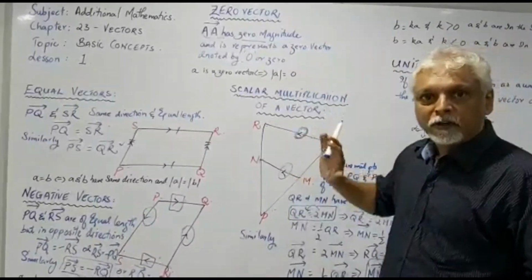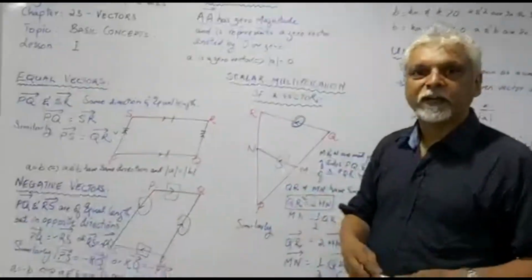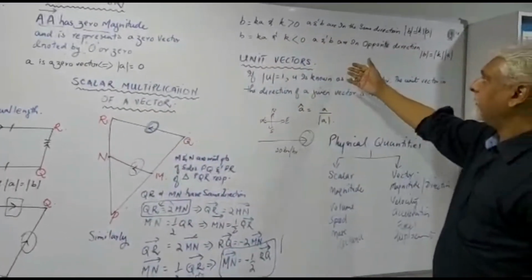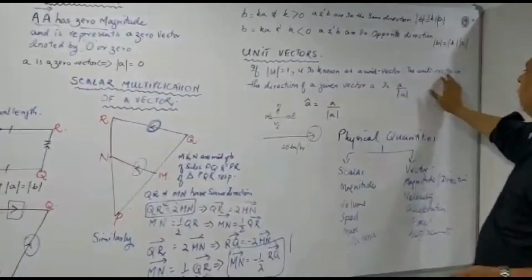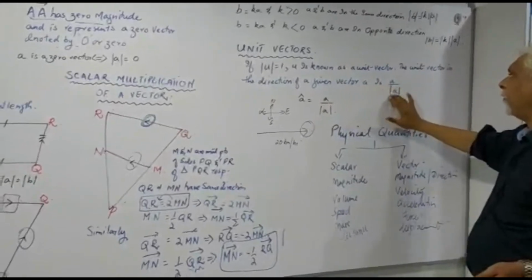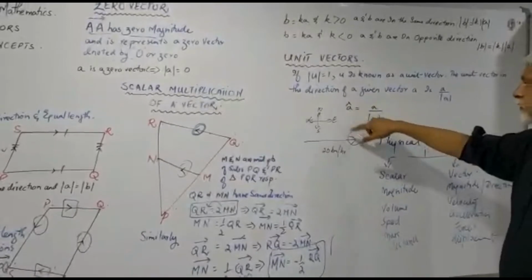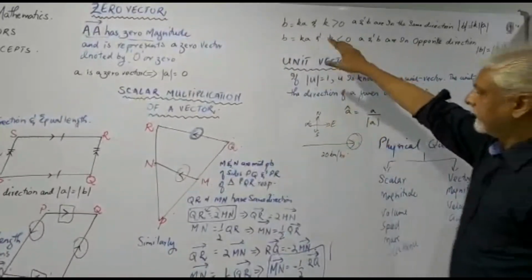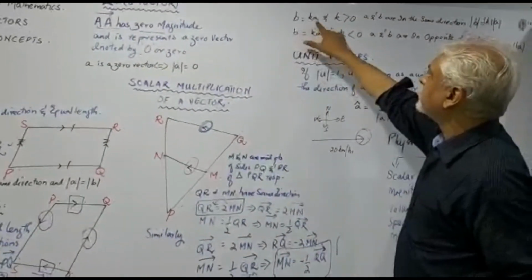I will go a little slow with this topic because I've kept the addition and subtraction for the next lesson. And then the unit vector. Now, if the magnitude of U is equal to 1, U is known as a unit vector. The unit vector is the direction of a given vector, that is A upon the magnitude of A. So this is what a unit vector is all about. I hope you have understood. And over here, let me just conclude this scalar multiplication of a vector. Hence, B is equal to kA.